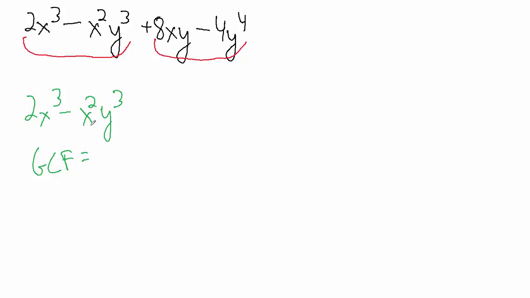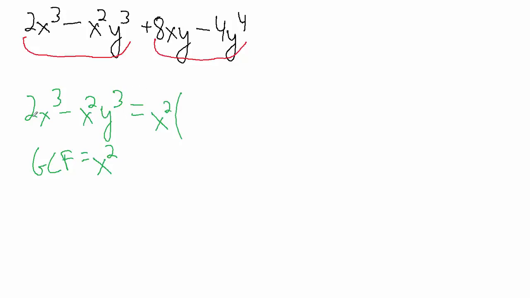Well, here's an x cubed, here's x squared y cubed. So the greatest common factor for the variable part is just x squared. And for the coefficients, it was just 1. So 1 times x squared is just x squared. Now, what if we use that to actually factor?